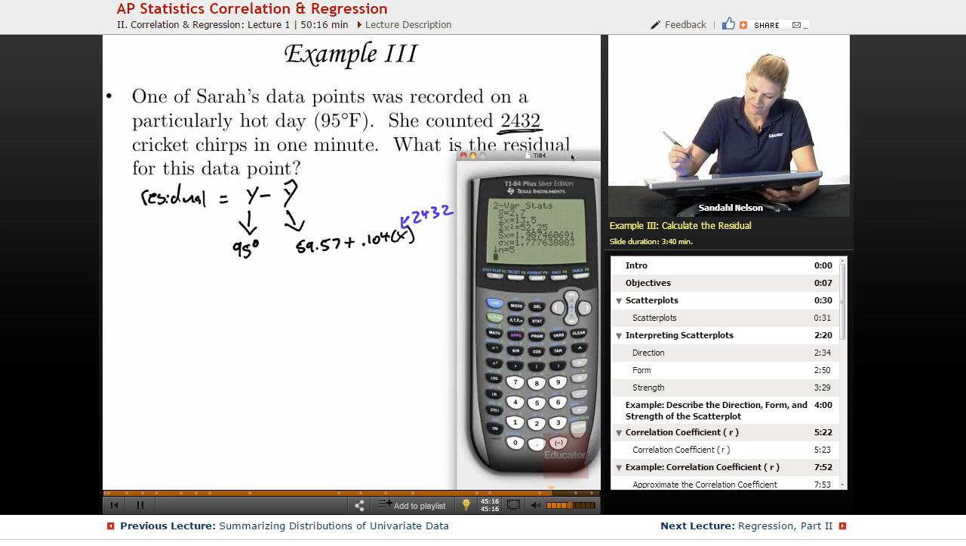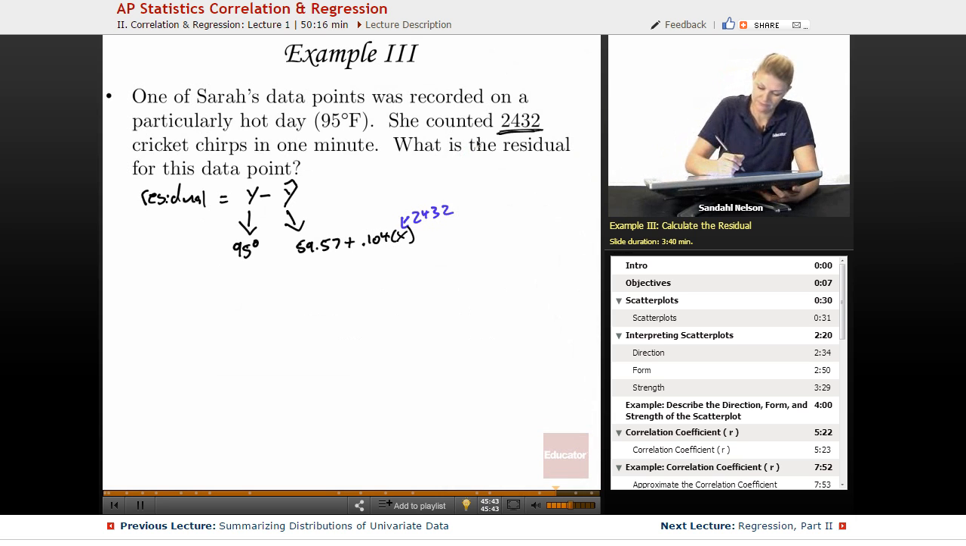So we have 0.104 times 2,432. And I always do it order of operations, right? I'm going to do my multiplication first, and then I add to it, just so you don't have to worry about brackets. And then plus 59.57. Enter. So now our predicted temperature was 312.49.